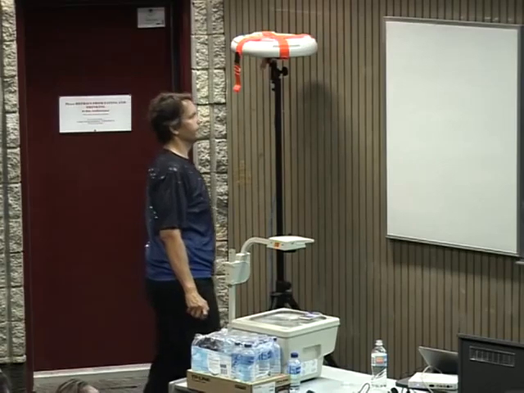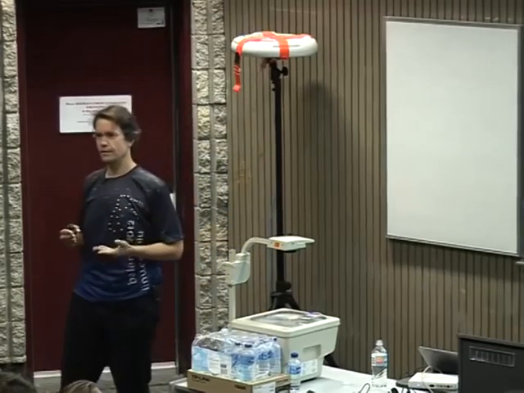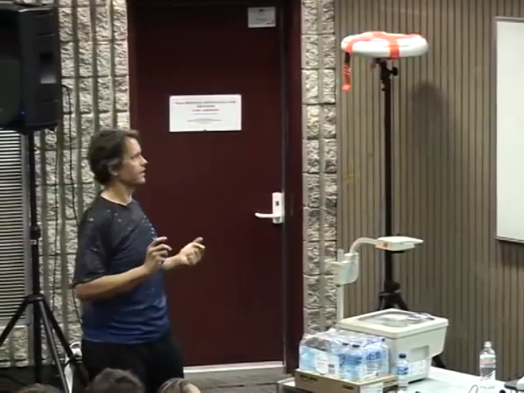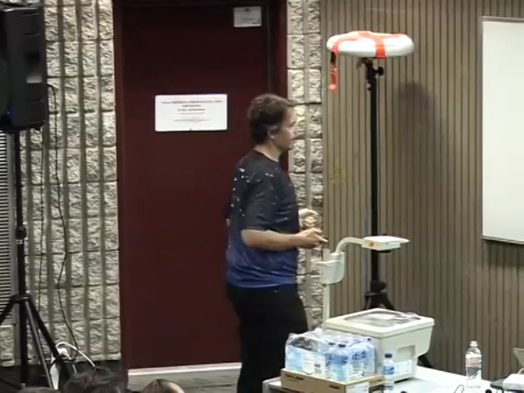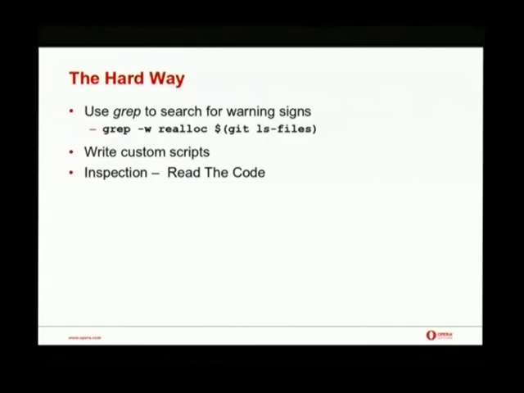Coverity scanner. I think this is really cool. Coverity make a static source code analysis program, which is commercial. They are paid by the US government to do a hosted service for open source projects. It's easy. You go to scan.coverity.com, you walk through some paperwork, which is just boring and takes a few days, and then they run this thing on your code, and you get an enormous number of reports, most of which are completely false positives. Most of which. In our case, it found a remotely exploitable vulnerability. More on that later. It's entirely possible to find another one when we finish going through the thousands of reports.